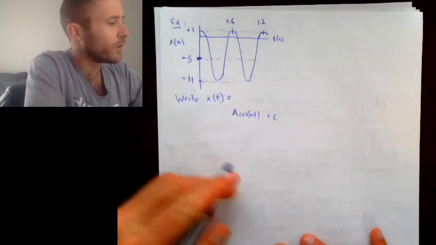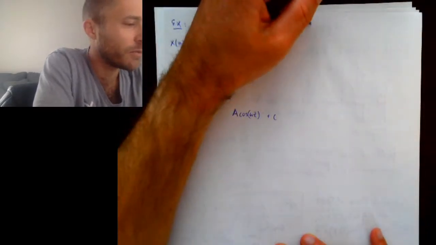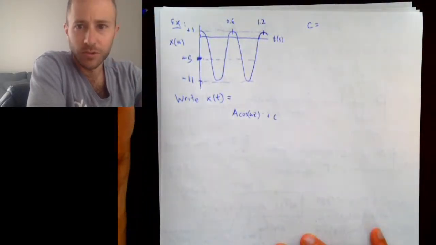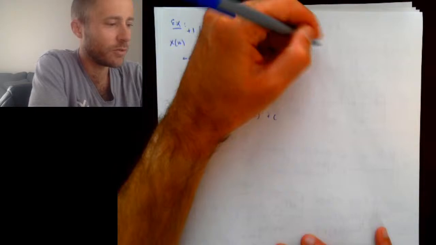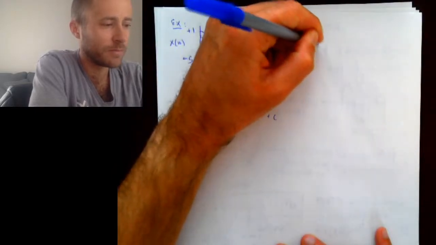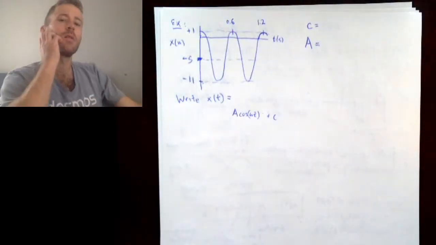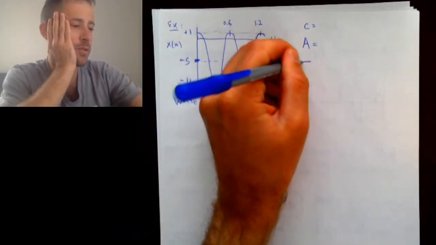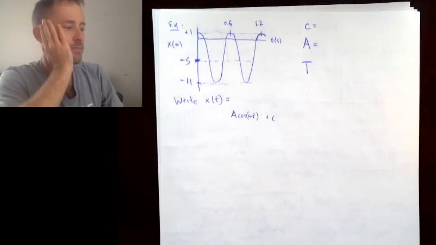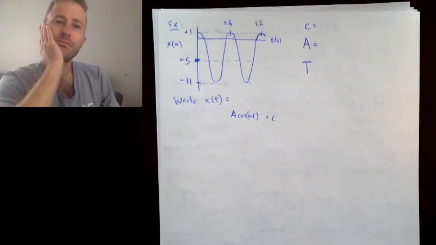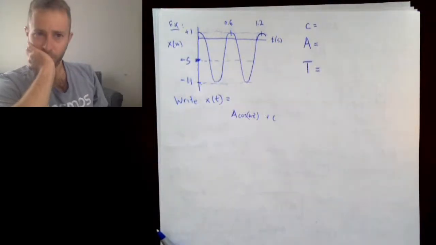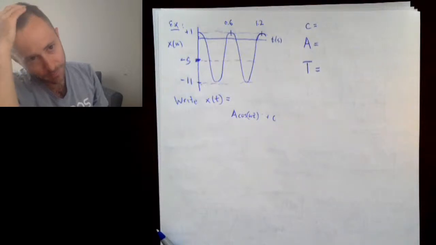So who can tell me, based on this graph, type it in the chat if you know, what is the equilibrium position? And once you tell me the equilibrium position, can you tell me what is the amplitude? Furthermore, can you tell me what is the period? Think about that for a second. I'll give you a moment to ponder.